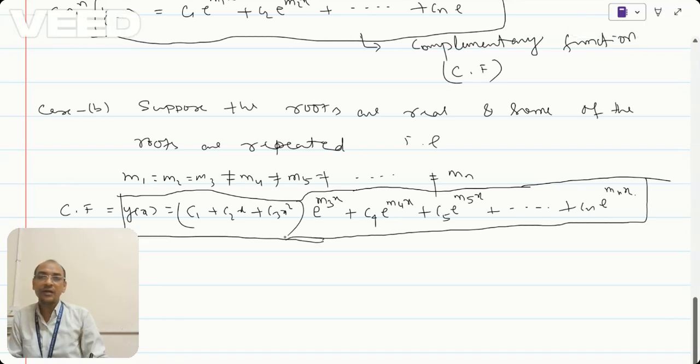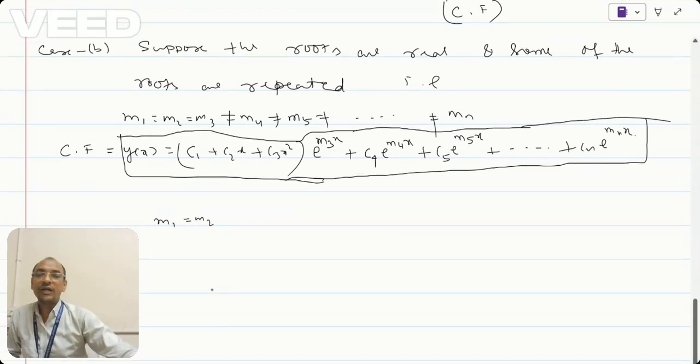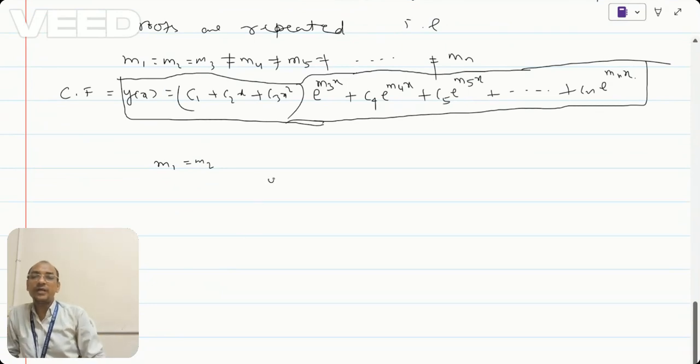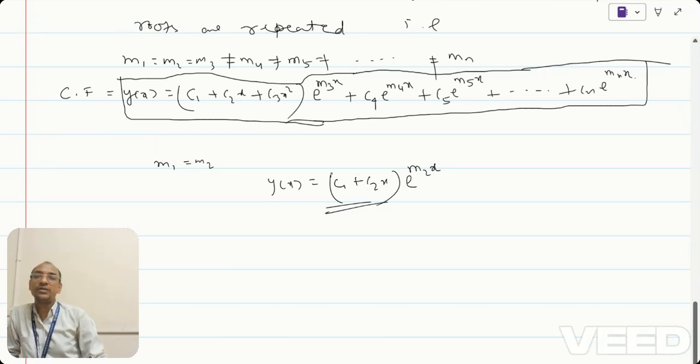For the repeated case, we can have (c1 plus c2 x plus c3 x square) e to the power m3 x. Suppose I have m1 equal to m2. Then what I will do here, I will write the complementary function y(x) equal to (c1 plus c2 x) e to the power m2 x. I will not go for c3 because only two roots are equal. So this will be my complementary function if two roots are same and all the remaining roots are different, and for the different roots we can write like case 1.